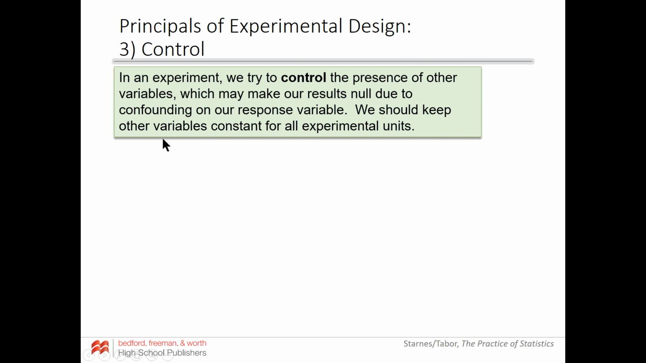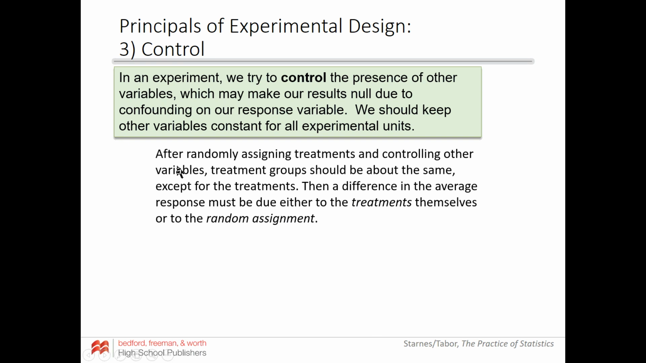So we should keep other variables constant for all experimental units. In other words, after randomly assigning treatments and controlling other variables, the treatment groups should be about the same, except for the treatments. Then a difference in the average response must be due to either the treatments themselves or to the random assignment. So here's what this means, essentially.